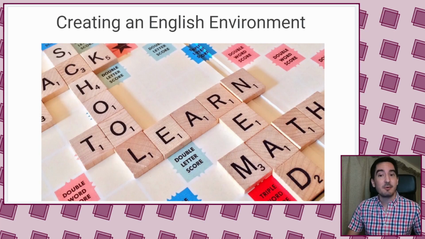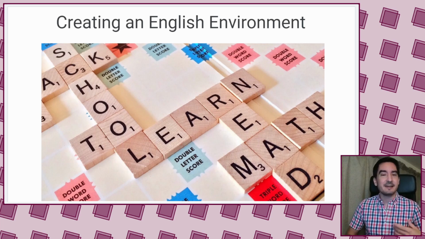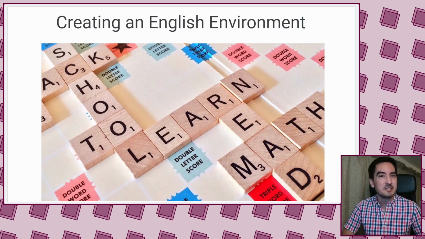Today we're going to talk about creating an English environment. So, we live in Taiwan. There's a lot of Chinese around us. You probably speak to your family in Chinese, a lot of your friends in Chinese. And also, the media around us is usually in Chinese. You kind of have to seek out English stuff. And that can be tricky to know the right way to find something that you think is interesting.